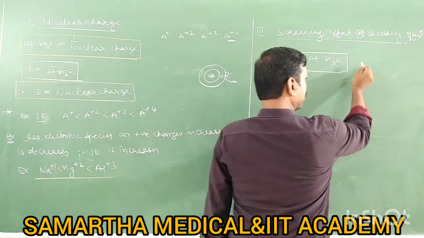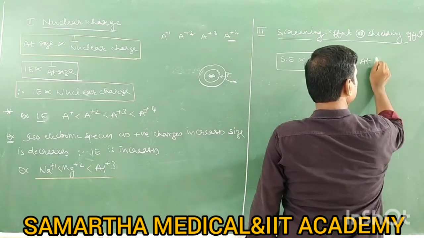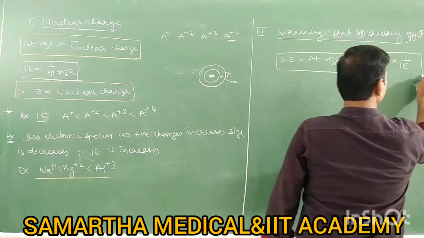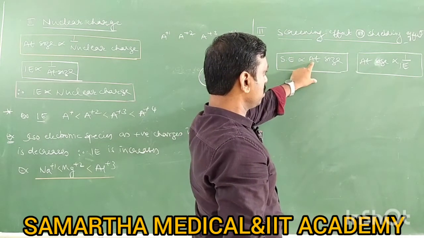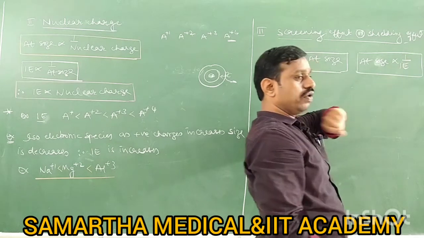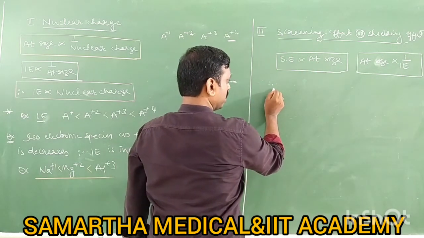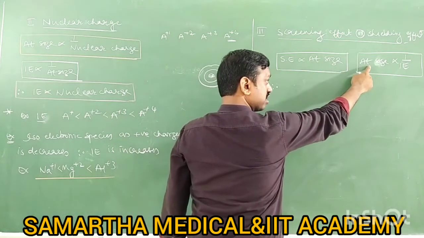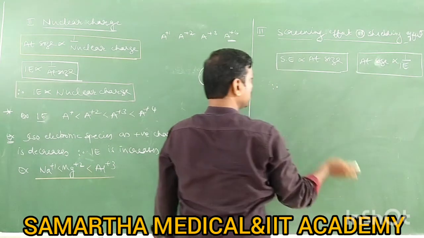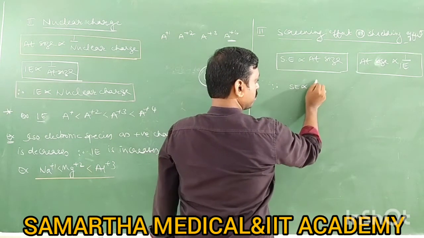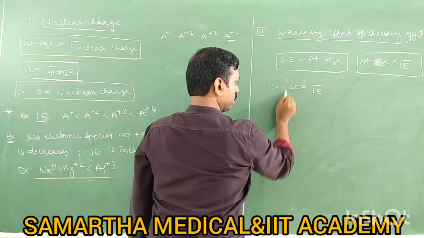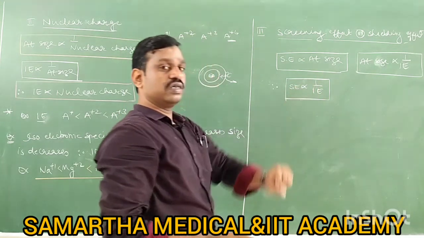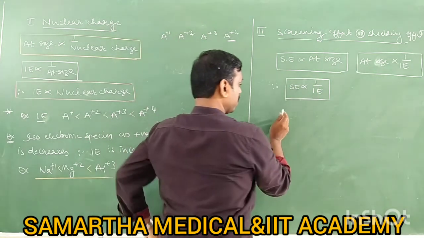But we know that atomic size is inversely proportional to ionization enthalpy, IE. So screening effect is directly proportional to atomic size, but atomic size is inversely proportional to ionization enthalpy. When screening effect increases, atomic size increases, and when atomic size increases, IE decreases. It means screening effect is inversely proportional to ionization enthalpy. Important: when screening effect increases, ionization enthalpy decreases. Then what is the order of screening effect of orbitals?